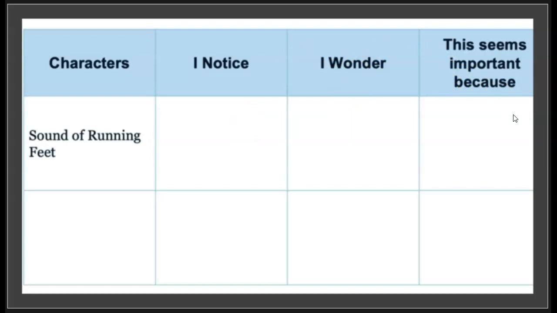So we're going to make our typical notice and wonder chart a bit more fancy to help us think more deeply about the characters that we meet in chapter 1. So in that first column called characters, we're going to record the names of the characters we meet in chapter 1. So first, let's focus on Sound of Running Feet. In the first row, first column, I'm already wondering about her name. So in the middle columns, we'll record what we notice and wonder about that character, and in the last column, we'll reflect on why those details we notice might be important. So I'm going to show you this example of something I noticed and wondered about Sound of Running Feet.